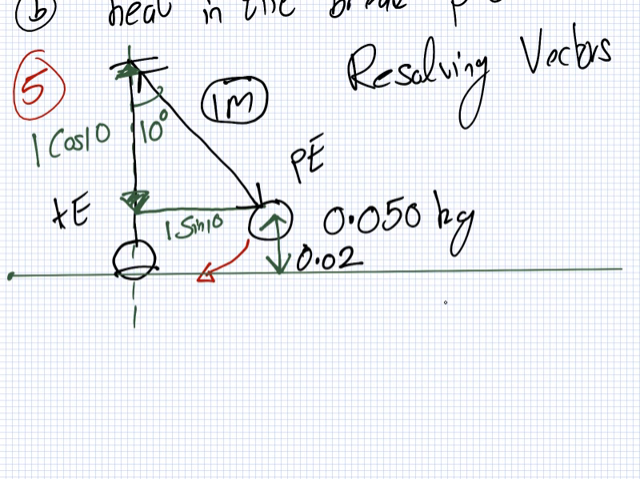After you know 1 cos 10 and 1 sine 10, how did you know this side is 0.02? Here to here is 1 meter. Here to here is 0.98. So that means here to here must be 0.02. And why is it 1 meter? Because it says in the question. This is given in the question, isn't it? The length is 1 meter.